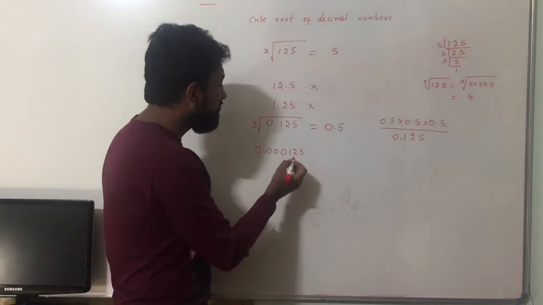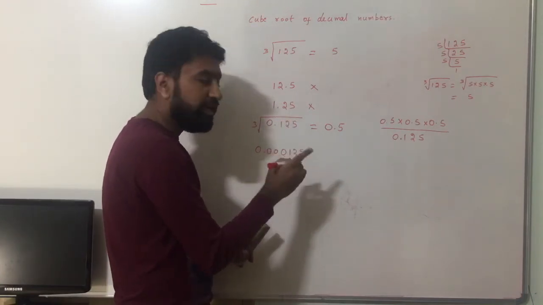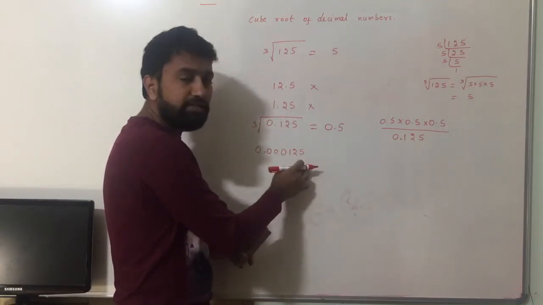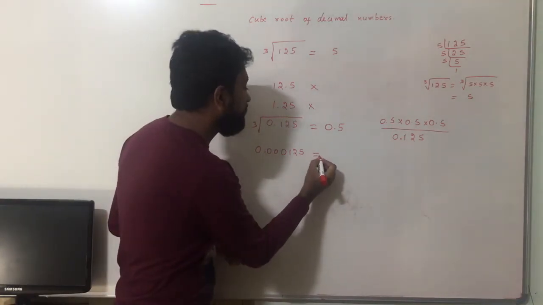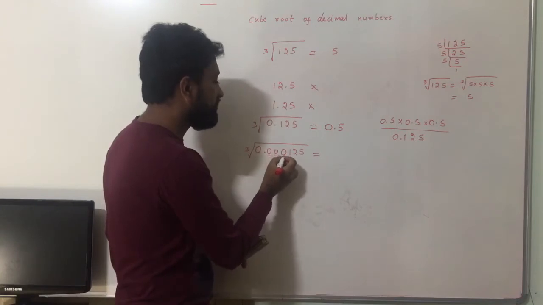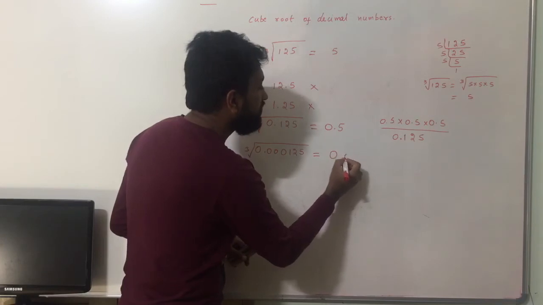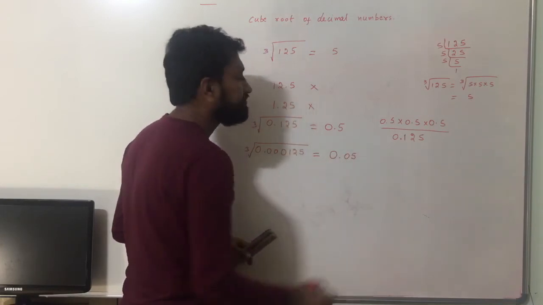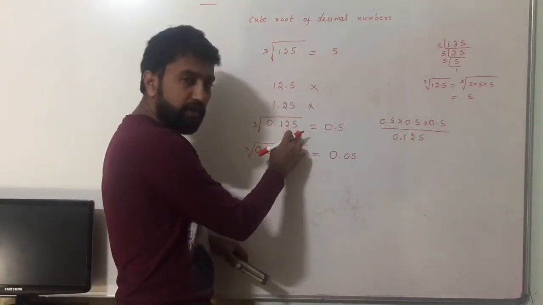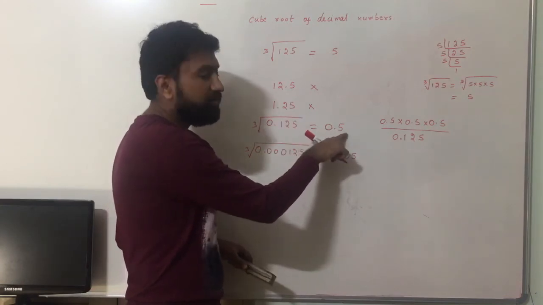Definitely yes, because 125 is a perfect cube, number one. That's one reason. The second reason is the number of decimal numbers are 6, and 6 is a multiple of 3. So therefore the cube root of 0.000125 will be equal to 0.05. Now 125 has 3 decimal numbers. 3 divided by 3 gives you 1. Therefore, you have 1 decimal number here.